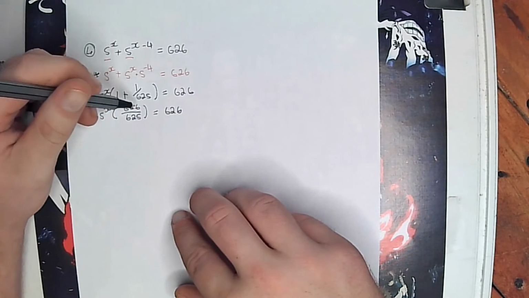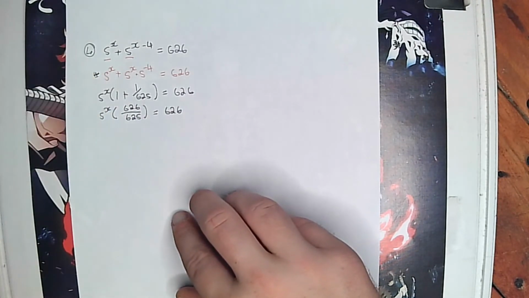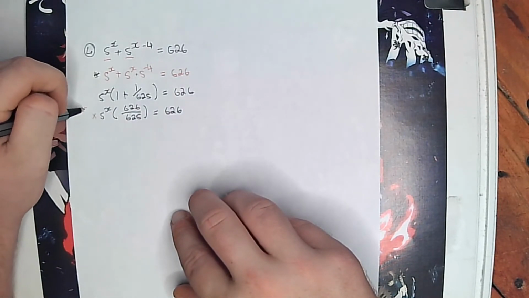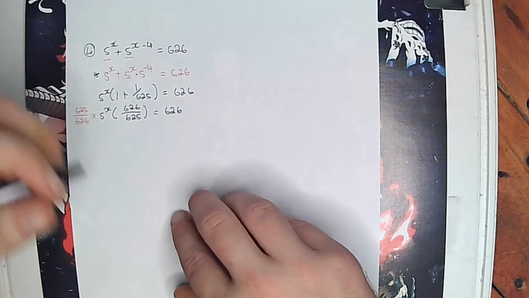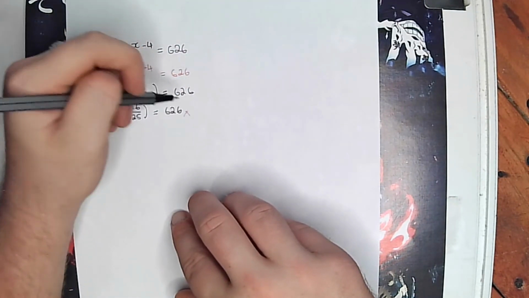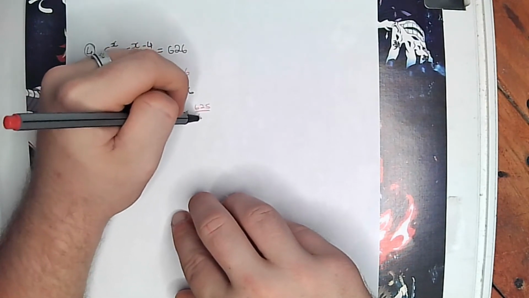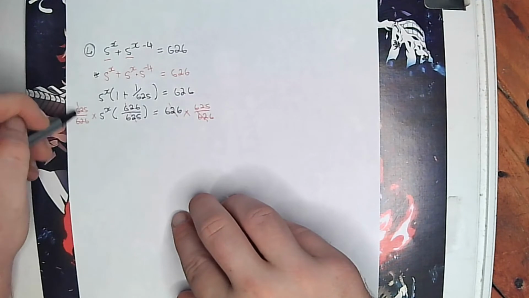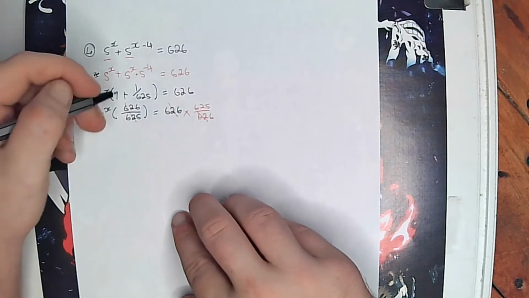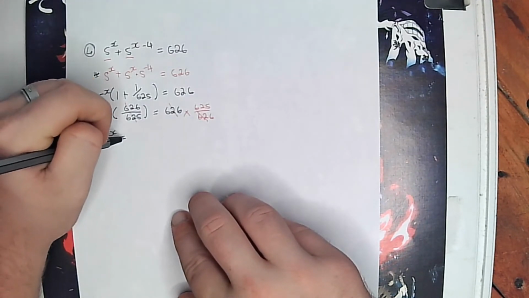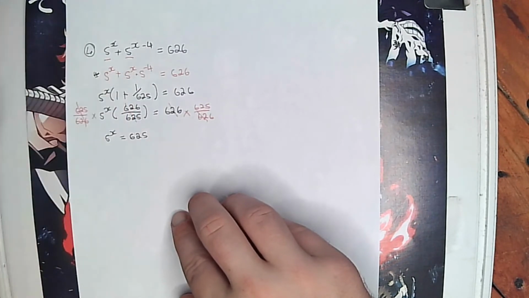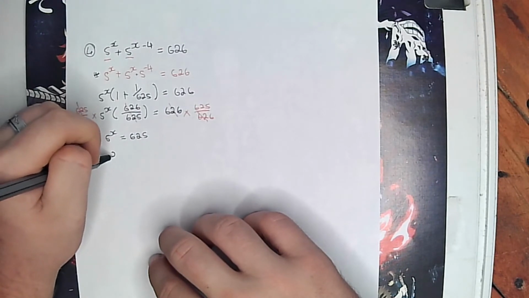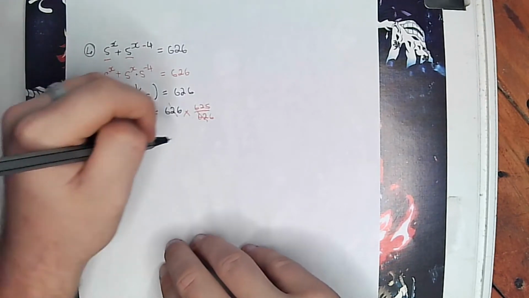So if I do that on both sides, right, if I multiply with 625 over 626, which is the reciprocal, 625 over 626, and this cancels out with this, and these cancel out. So then I'm left with 5^x is equal to 625. And that tells me that x is equal to 4, because 625 is equal to 5 to the power of 4.